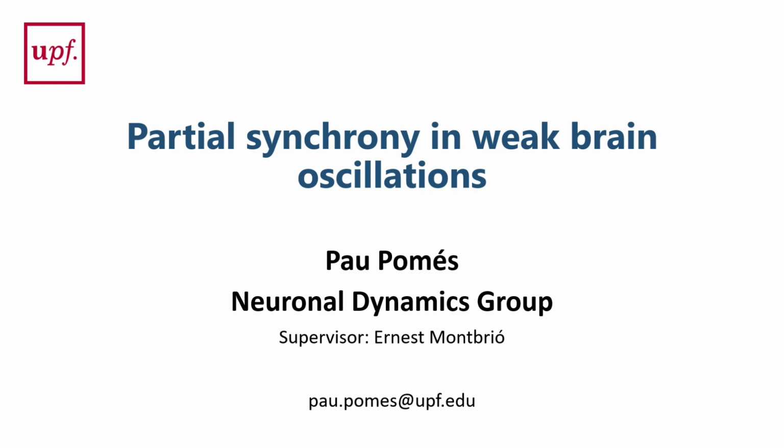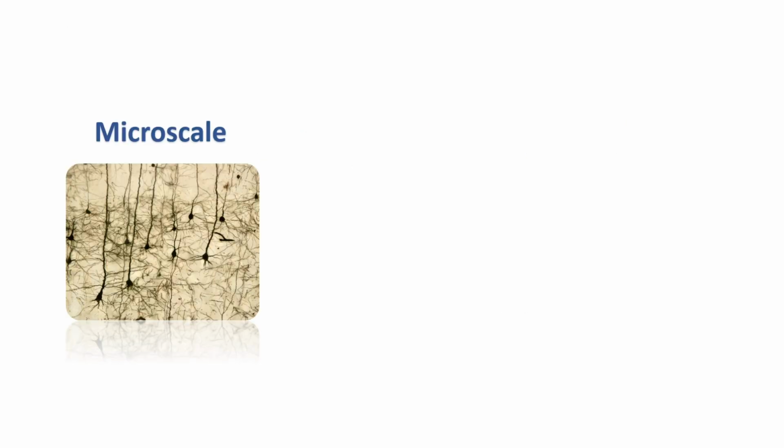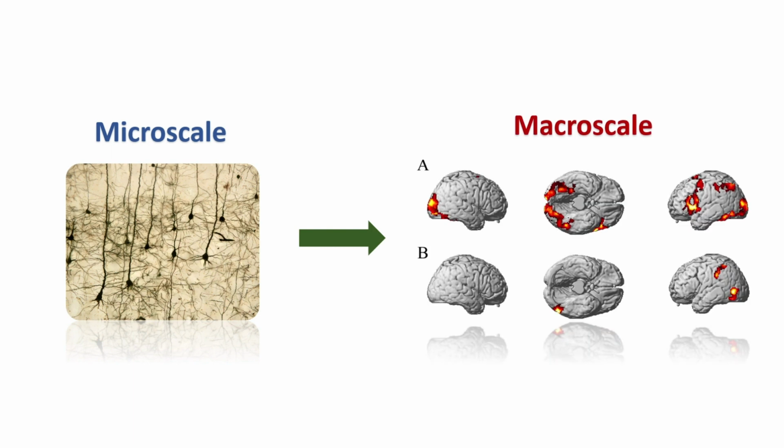Hello there, my name is Pome, and I'm a second year PhD student doing computational and theoretical neuroscience at the Neuronal Dynamics group, where we study how complex patterns emerge in neuronal systems using simple mathematical models analyzable to a large extent. One of the major challenges in neuroscience is to understand what are the neuronal mechanisms that give rise to the large scale behavior of the brain that we can observe macroscopically.